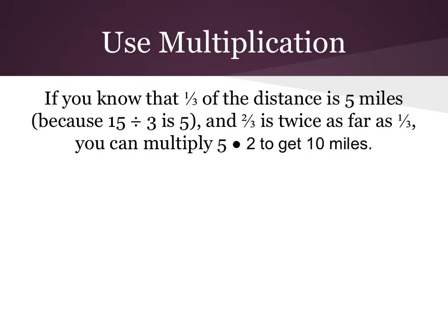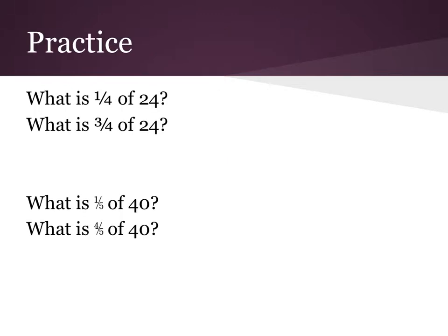If you know that 1/3 of the distance is 5 miles, because 15 divided by 3 is 5, and 2/3 is twice as far as 1/3, you can multiply 5 by 2 to get 10. Here's a couple of practice examples. The first question says, what is 1/4 of 24? Remember, of means multiply in math.